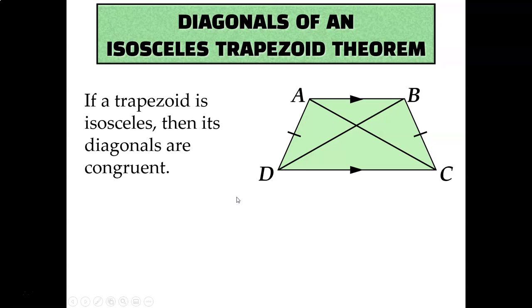However, remember that this is not a parallelogram. So we do not know that the diagonals bisect each other. In fact, they do not bisect each other. So this little chunk of this diagonal is not congruent to the other chunk of that diagonal. If we were to call this point E, AE is not congruent to CE. We do not know that the diagonals cut each other in half. We only know that the diagonals are congruent to each other, and we only know that if it's an isosceles trapezoid. If it's a normal trapezoid, that's not true.